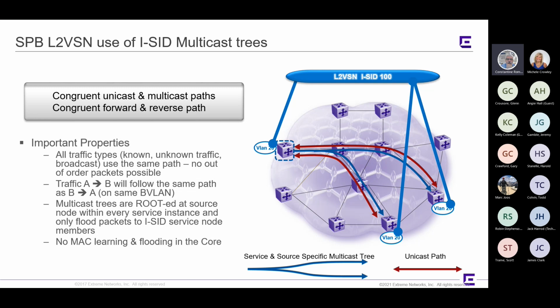Multicast trees are rooted at the source node with every service instance and only flood packets to ISID service node members. So basically, only who wants it, needs it, gets it. Key point, and we've been talking about this a lot for these sessions, is that there's no MAC learning and no flooding at the core, which means your MAC address tables are not going to go insane. You're not going to have to know the location of every node on the network, because SPB is very economical in how it handles MAC learning. So you'll notice here, your unicast path and your multicast path are going to take the same path.